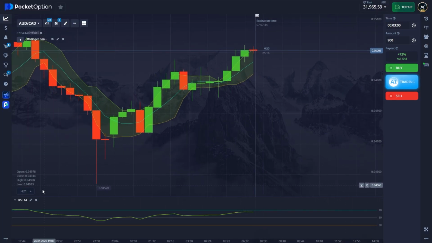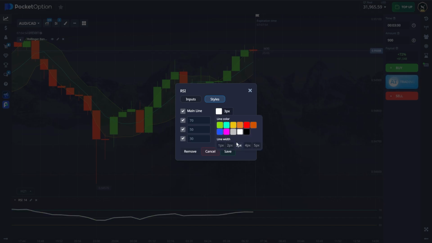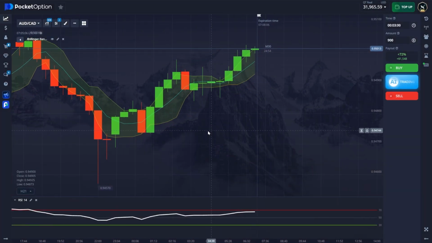Starting with the RSI. The standard period is 14, and we'll keep that. But I'll adjust the visual style to make everything clear and easy to read. The main RSI line is set to white, 3 pixels thick. Level 70 is marked in red with a 2 pixel line. Level 50 stays unchanged. Level 30 is marked in green, also 2 pixels thick. That's it for the RSI settings.